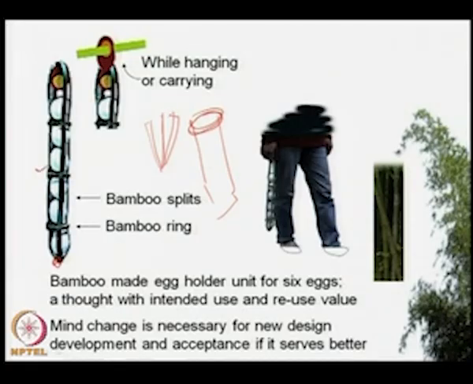So what happens? Keep one egg here, then slide down a ring, a bamboo ring, then keep 2 eggs, then slide down a ring, then keep 2 eggs, slide down a ring, and then one here and close it. So it may be hung like this on a shelf.